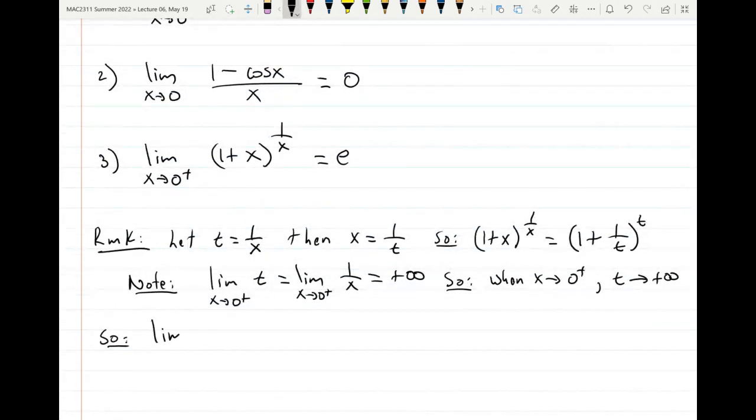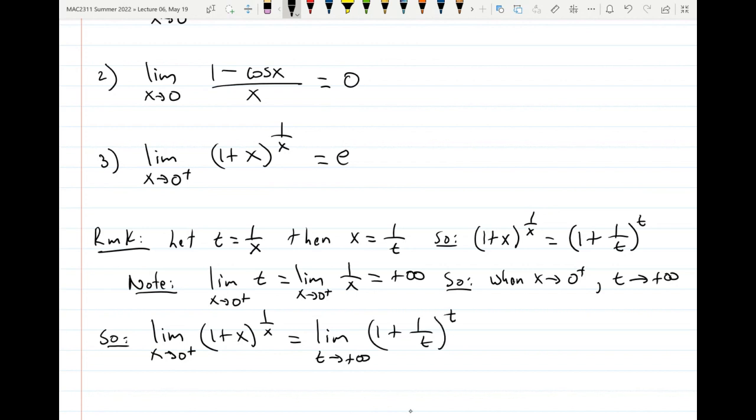Okay, so the limit in number 3 can also be written as the following limit. The limit, instead of x approaching 0, I can say t approaches positive infinity, but then I have to modify the function, right? 1 plus 1 over t to the t. And because these two limits are the same, we just changed variables, this is also e.